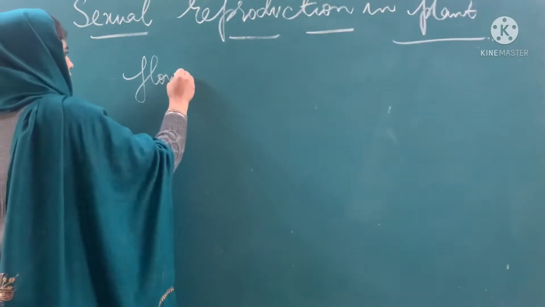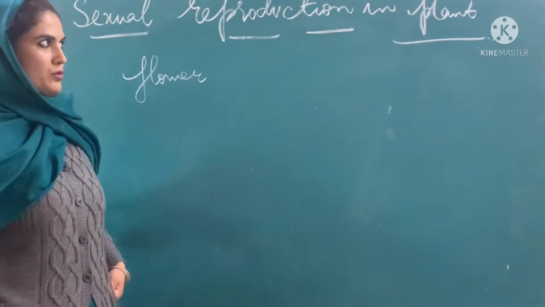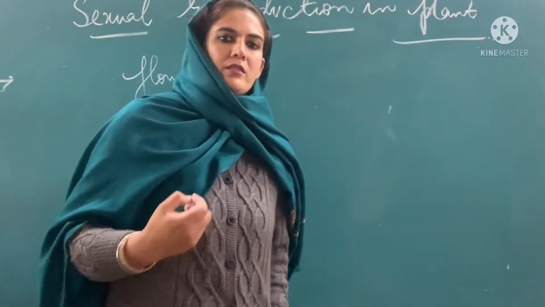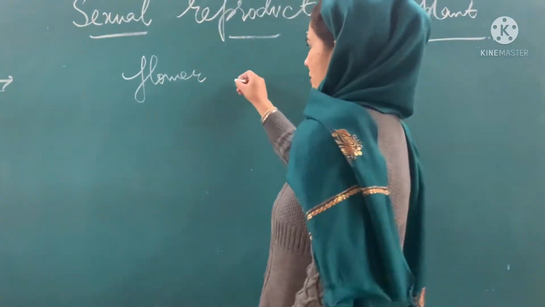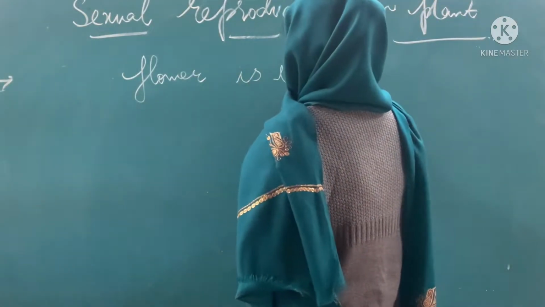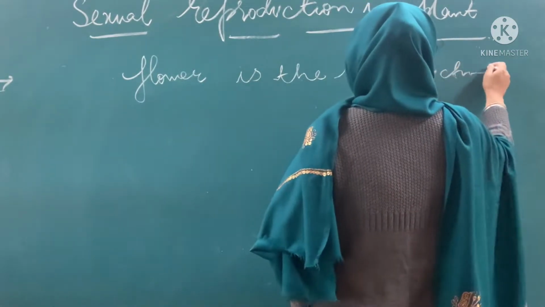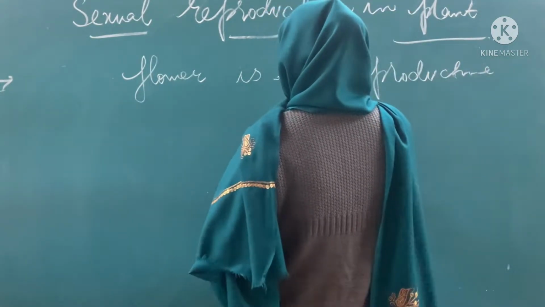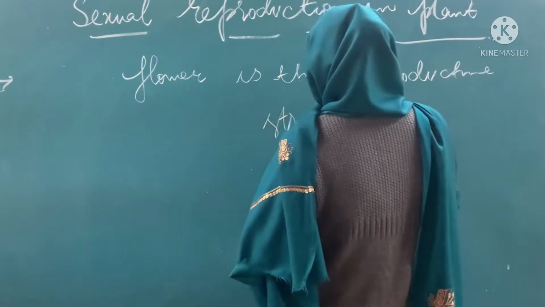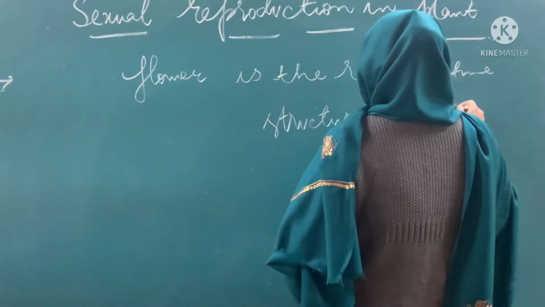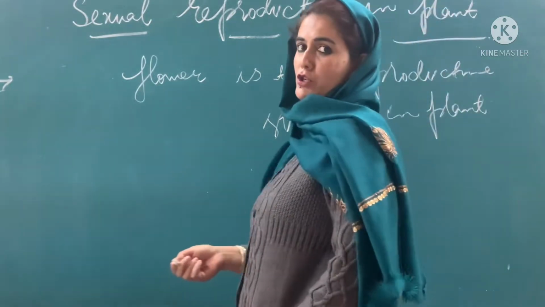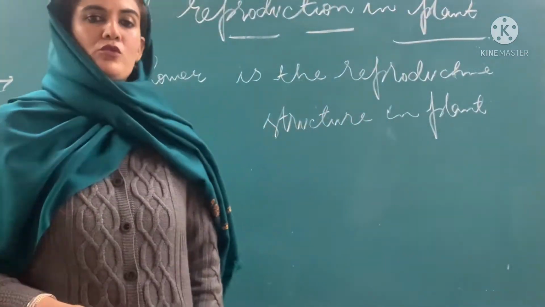Flower is the reproductive unit in a plant. It's the reproductive structure. Flower is the reproductive structure in the plant. So we will talk about the structure of a flower, basically, first of all.